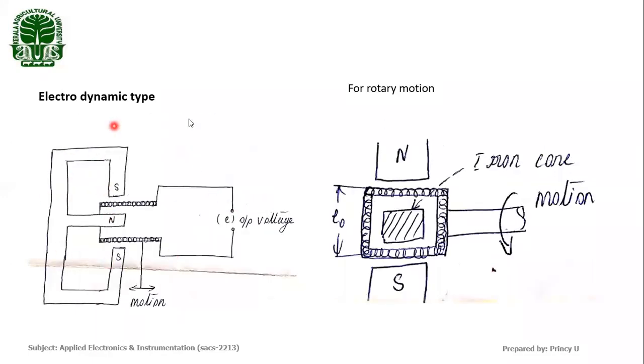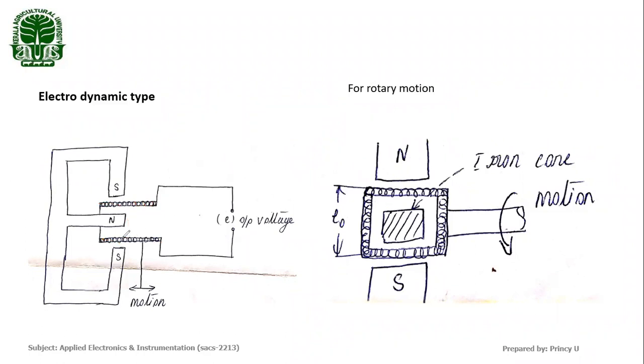So first one, the electrodynamic type. Okay, in which you can see a magnet here, and it's a cross section of a hollow cylinder. A non-magnetic material cylinder is placed here. This portion is a cylinder, on which a wire, a coil, is wound. So the cross sectional view is shown here.